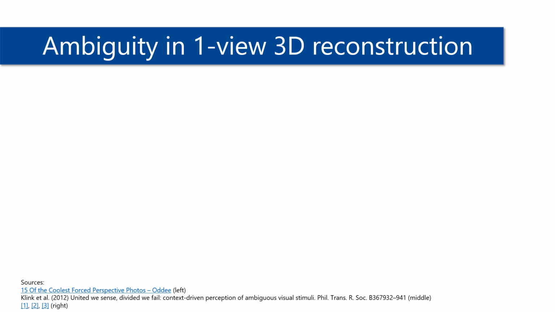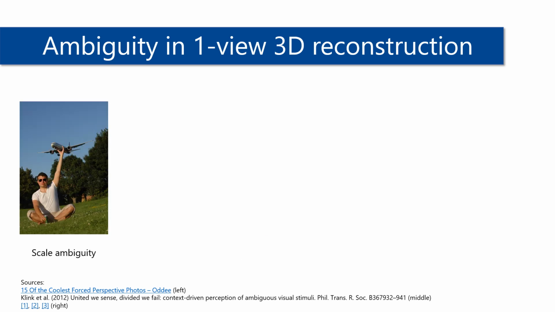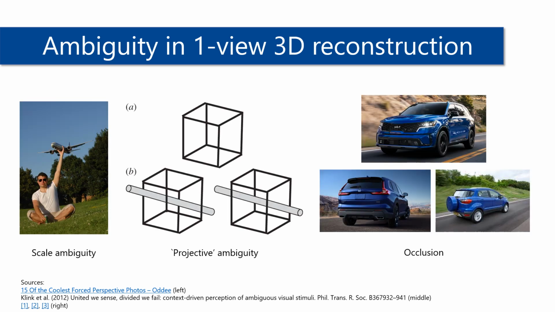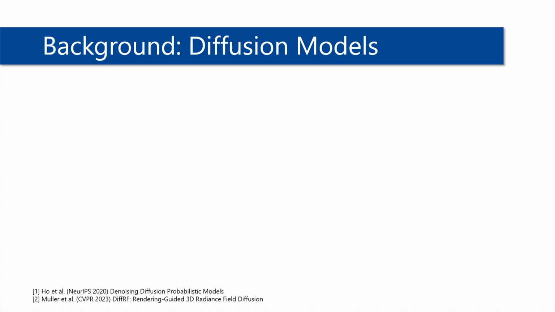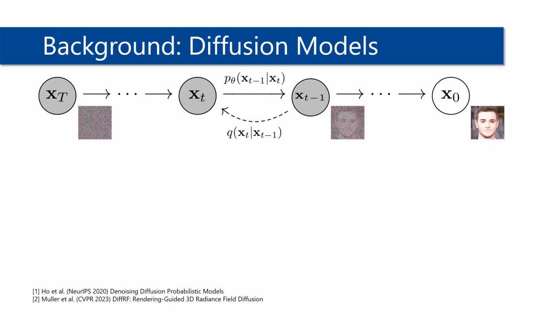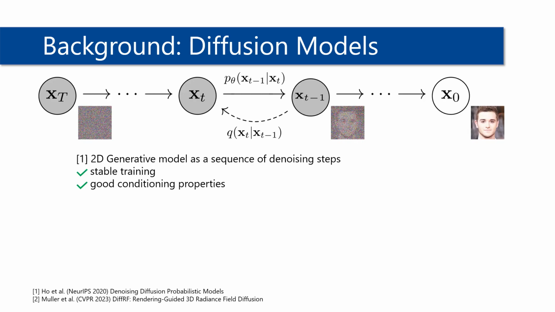The key problem that Viewset diffusion addresses is the inherent ambiguity in 3D reconstruction, where the scale, shape, and occluded parts of objects are ambiguous given the single conditioning image. Under the presence of this ambiguity, regressive methods have to blur between the possible solutions, and they output blurry reconstructions which do not represent plausible shapes. Using an image conditioned generative model allows us to resolve this issue by capturing the ambiguity. We choose to use diffusion models due to their stable training and good conditioning properties.